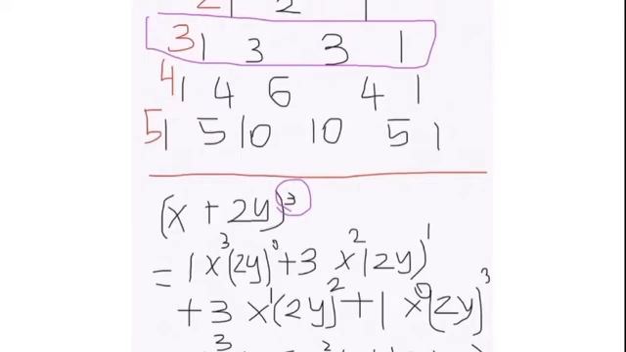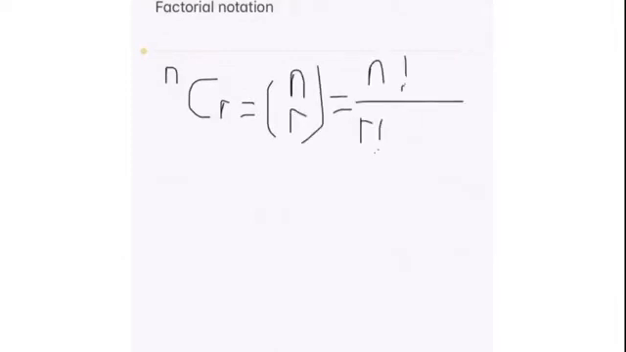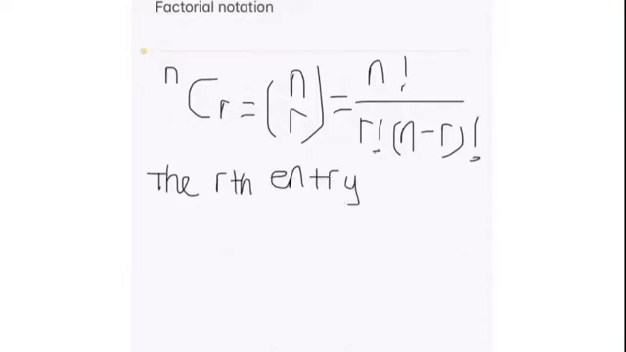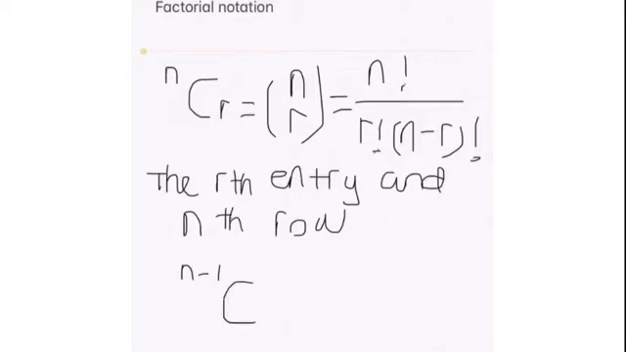And now we're going to look at factorial notation. Factorial notation can be used to find the entries in Pascal's triangle quickly. You can also use a calculator to calculate the factorial notations. And this is pronounced as n choose r. And you can use this formula if you don't have a calculator or the question asks you to do it without a calculator. And in order to convert the position of a number on a Pascal's triangle into a factorial notation, you can use n minus 1 choose r minus 1.